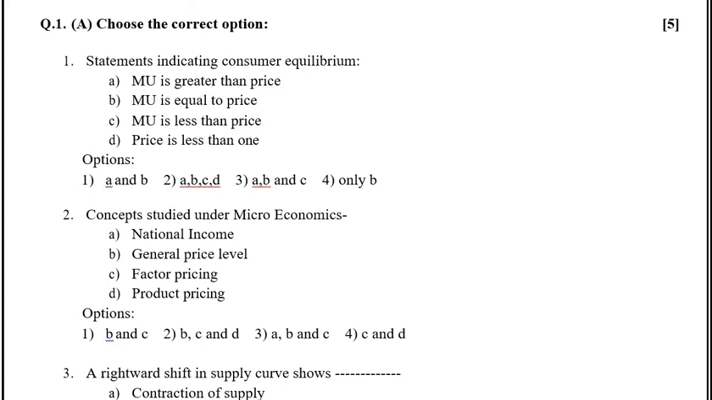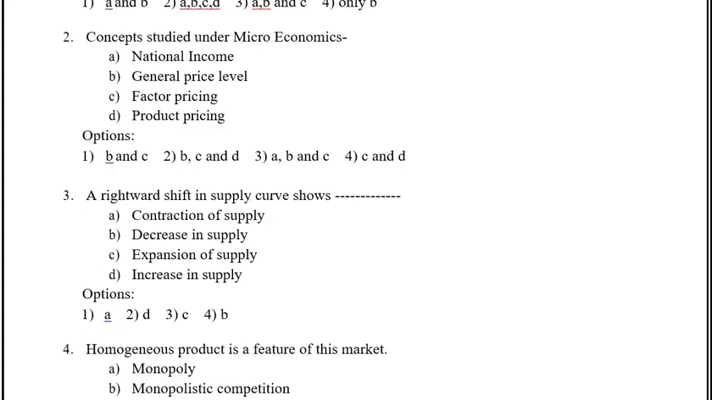Very simple students. Second, concept studied under microeconomics. A, national income. B, general price level. C, factor pricing. D, product pricing. Options are, first option B and C, second B, C and D, third A, B and C, fourth C and D. So you have to choose one of the options from this 1, 2, 3, 4.